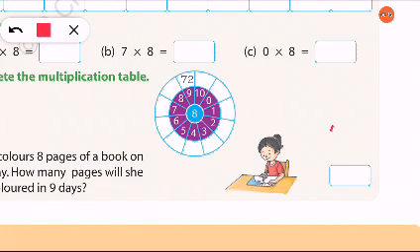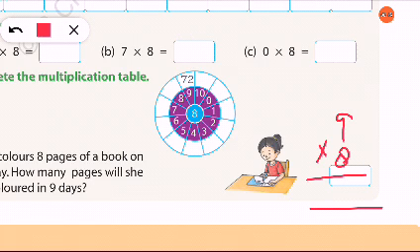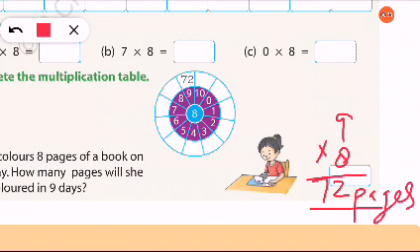We will write here 9 multiplied by 8 equals 72 pages. Okay, write the answer like this. In 9 days she will color 72 pages. Daily she colored 8 pages, so in 9 days she will color 72 pages.